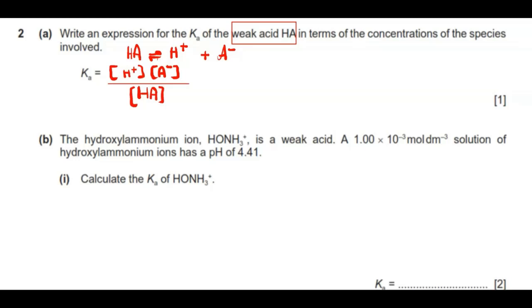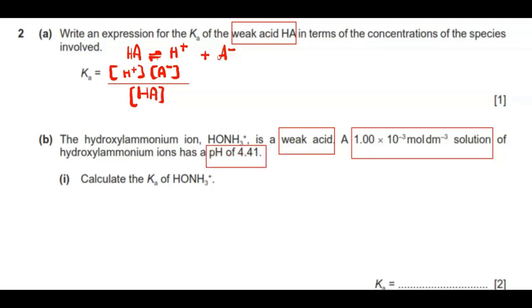Now the second part: the hydroxyl ammonium ion is a weak acid. Again, the noticeable thing is we are talking about a weak acid. This is the hydroxyl ammonium ion. We are provided with the concentration of the solution of hydroxyl ammonium ion, and another thing is we are provided with pH. So first, you need to write the expression for Ka.